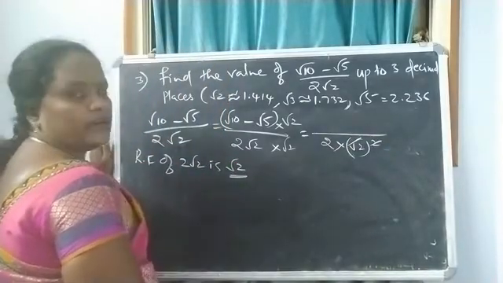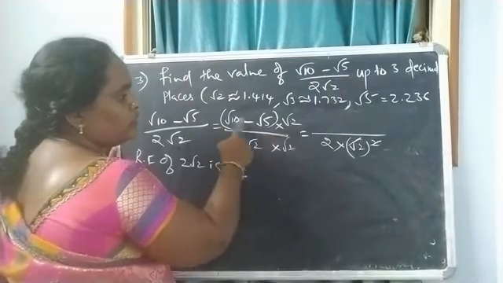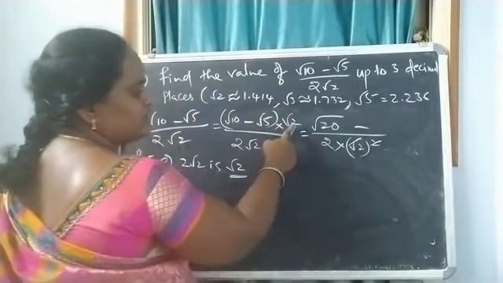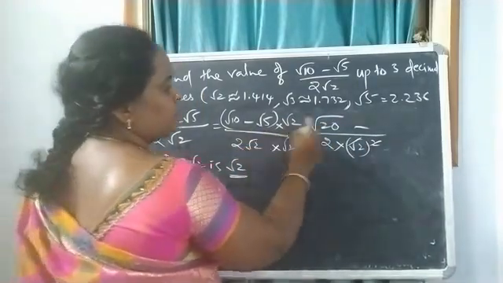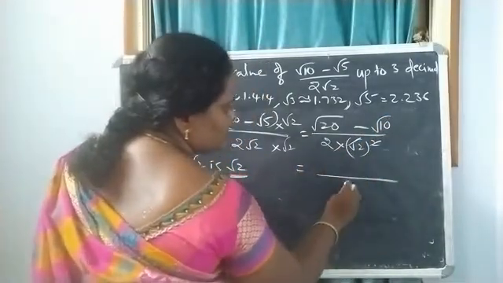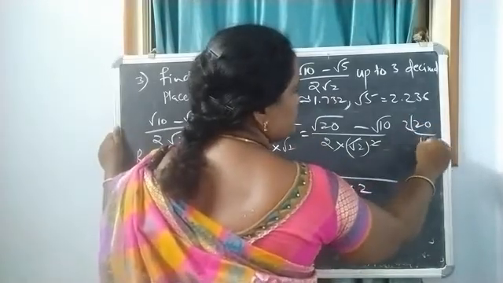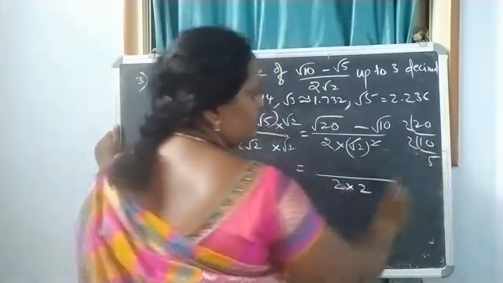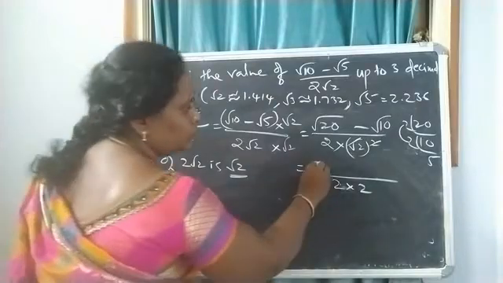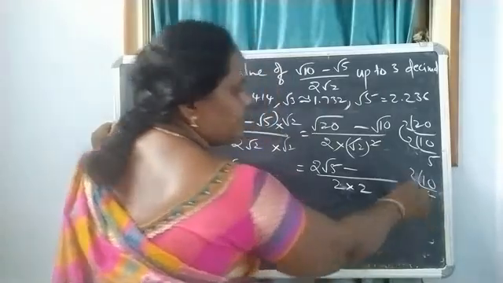Now in the numerator, both root 10 and root 5 must be multiplied with root 2. Root 10 and root 2, that is root of 10 into 2, is root 20, minus root 5 also should be multiplied with root 2. So root 5 into root 2 is root 10. Here in the denominator, 2 into 2 is 4, and in the numerator, root 20, if we see, 2 into 10 is 2 into 2 into 5, that is 2 square into 5. So there are two same numbers, so one 2 will come out. So 2 root 5 minus root 10.